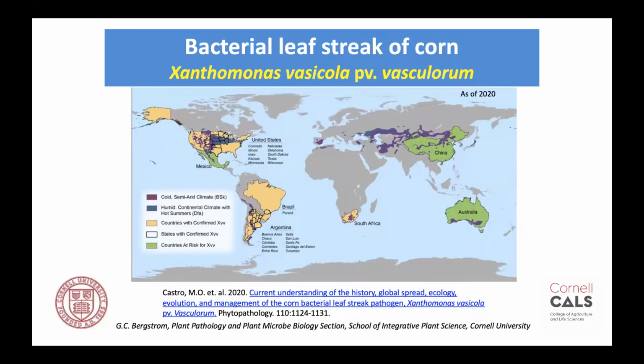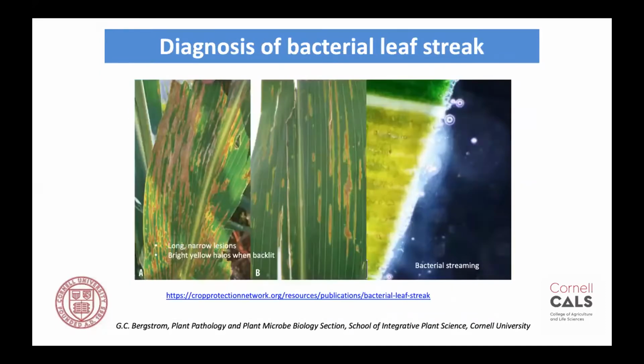Our finding of this disease in New York this past year really extends it the furthest east in the US, and it was also found in several places in Ontario for the first time this last year. We diagnosed the disease symptoms by seeing these long, narrow lesions. If you hold it up to sunlight or backlight, artificial light, you'll see these very bright yellow halos. The really characteristic thing is to cut through one of those lesions into a droplet of water, and you see this bacterial streaming coming out.